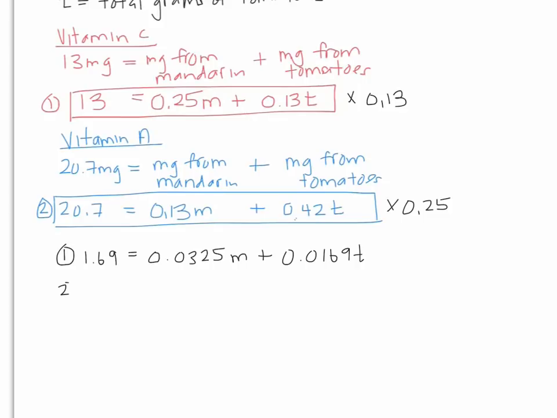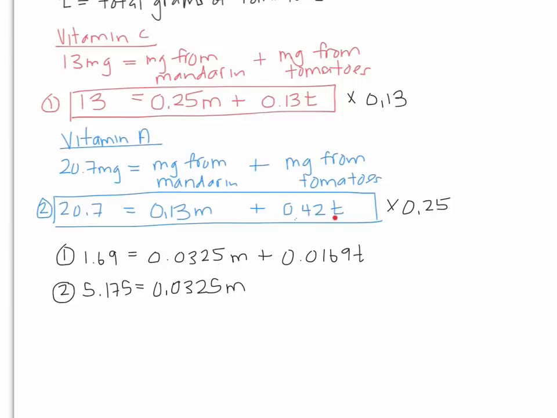Let's put our second equation right underneath. So our second equation, everything's going to get multiplied by 0.25. So I'm going to multiply 20.7 times 0.25, and I get 5.175 equals, then 0.13 times 0.25, and that's going to give us 0.0325, which is exactly what we wanted because we wanted those m's to match, and now they do.